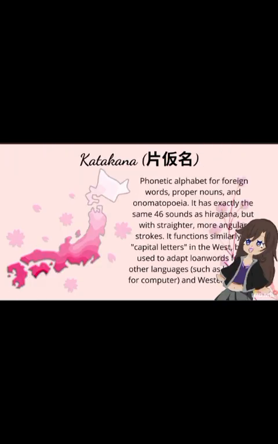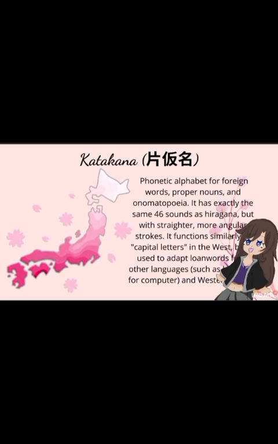Katakana is the second phonetic syllabary of the Japanese language and shares exactly the same sound structure as hiragana, but is distinguished by its sharp, angular strokes and completely different use. People have used katakana for foreign words for over 1,000 years.